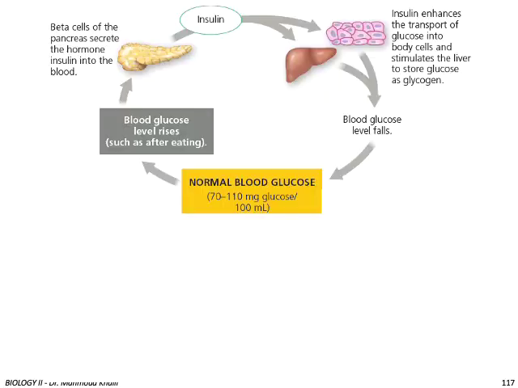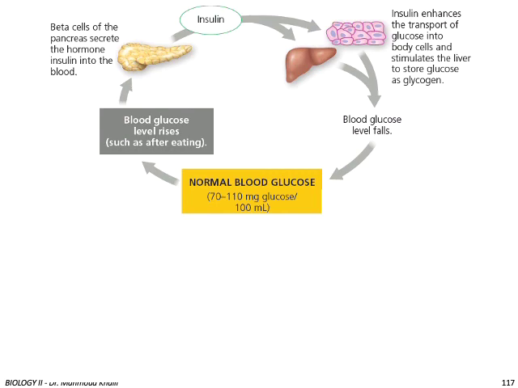In this slide, we'll see how the body controls the blood glucose level. The normal blood glucose level is around 70 to 110 milligrams of glucose per 100 ml. So if blood glucose rises, such as after eating, the beta cells of the pancreas start to secrete insulin. This insulin promotes two things. Insulin enhances the transport of glucose into body cells and also stimulates the liver to store glucose as glycogen. So that leads to blood glucose levels falling.